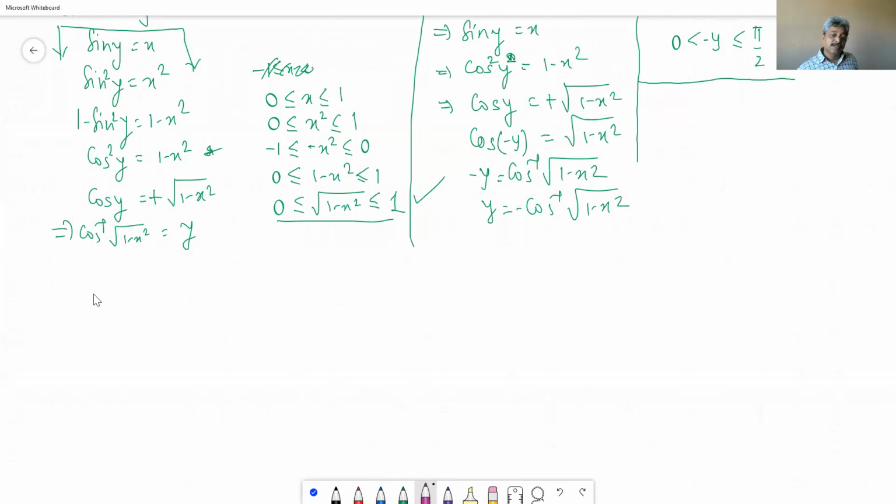Express cos inverse x in terms of sin inverse. When I say in terms of sin inverse, you may say pi by 2 minus sin inverse x, but that is not what is expected. In terms of sin inverse of radical 1 minus x square. Okay, that makes the question complete. Express cos inverse x in terms of sin inverse radical 1 minus x square.